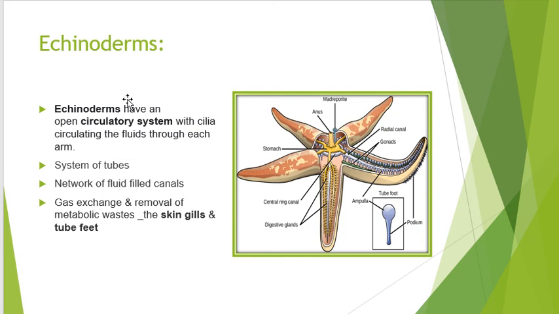Next we have echinoderms. Echinoderms have an open circulatory system with cilia circulating the fluids through each arm. We know that they have pentaradial symmetry, and there is a particular system called the water vascular system, which is majorly responsible for the transportation of material. It is a system of tubes, a network of fluid-filled canals, involved in gas exchange and removal of metabolic wastes. The skin gills and tube feet are involved in this process, and here also the major process involved in transportation is diffusion.